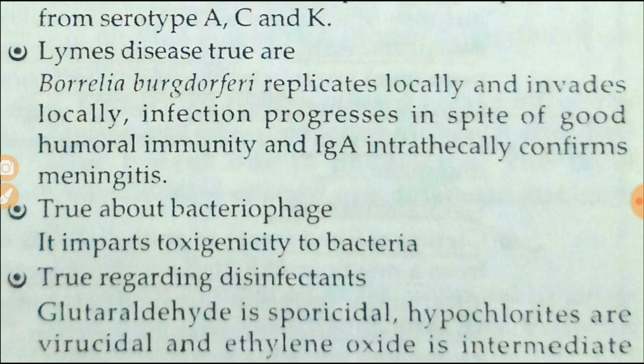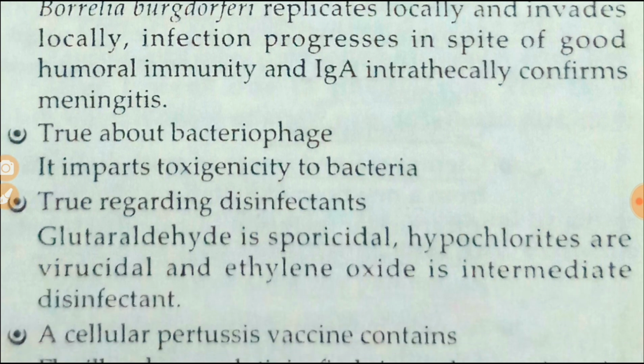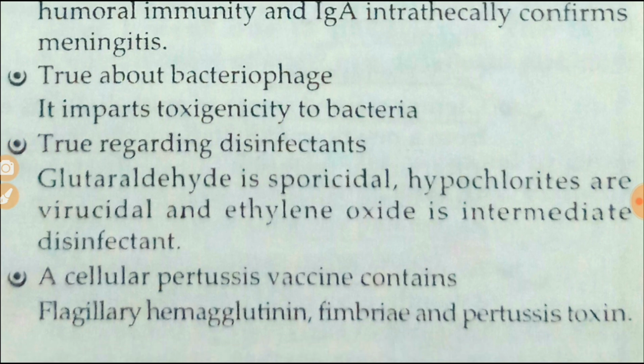Next, true about bacteriophage: it imparts toxigenicity to bacteria. True regarding disinfectants: glutaraldehyde is sporicidal, hypochlorites are virucidal, and ethylene oxide is an intermediate disinfectant. All are true. Next, acellular pertussis vaccine contains filamentous hemagglutinin, pertactin and pertussis toxin.